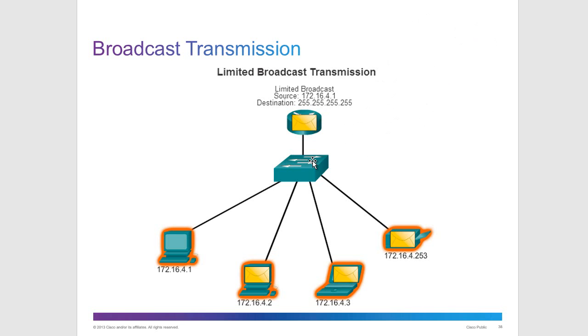So you've got a limited broadcast within your own local area network. You've got a directed broadcast. If you're outside of a network and you want to broadcast to it, that's when you'd use that broadcast address that we saw earlier. Okay, moving along.